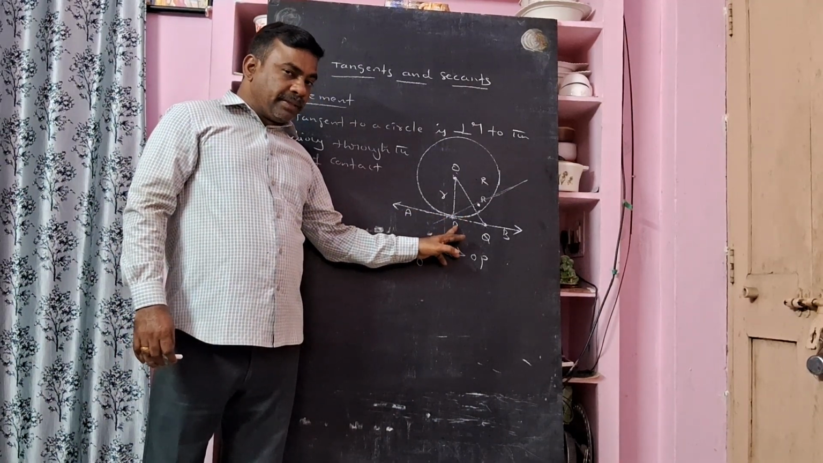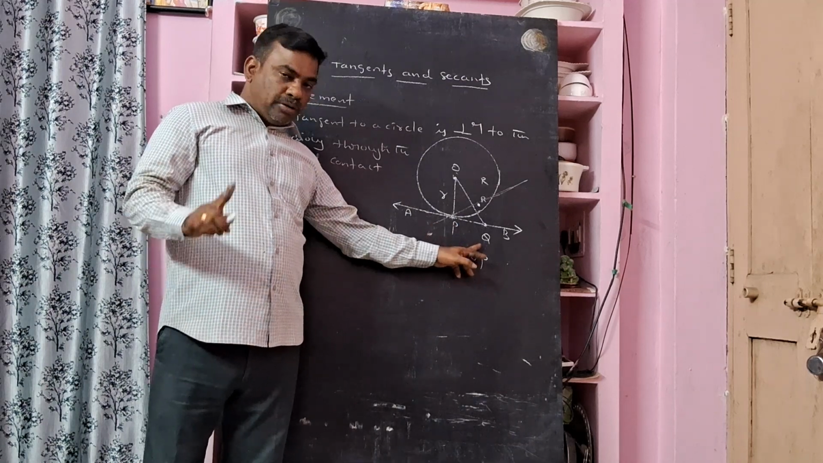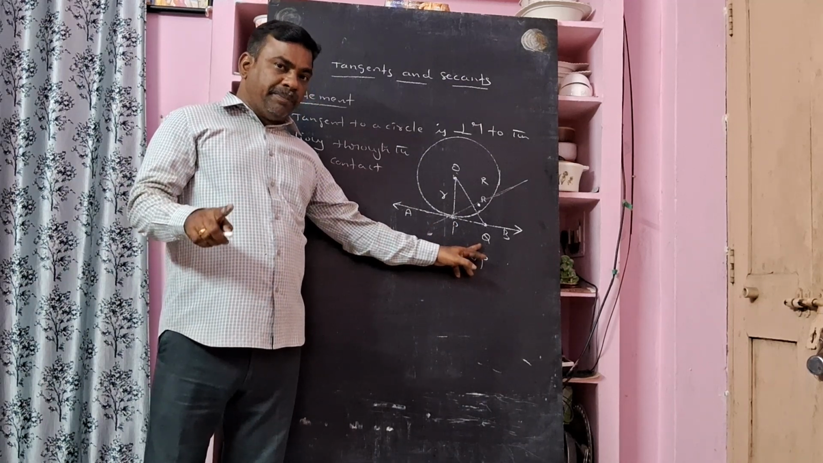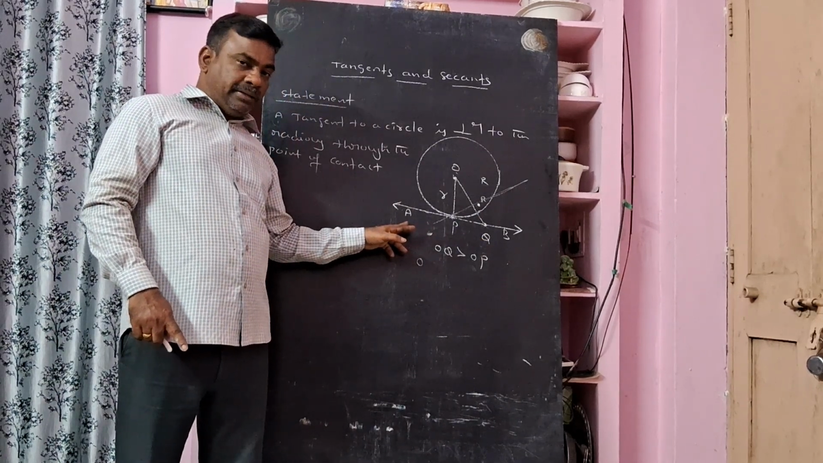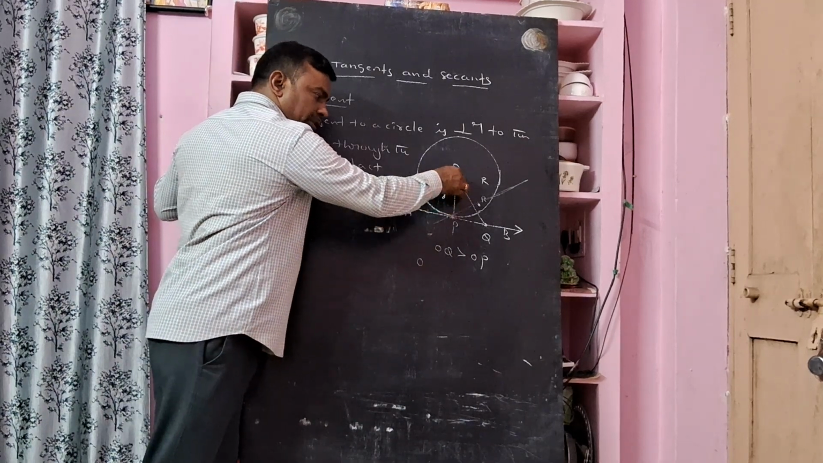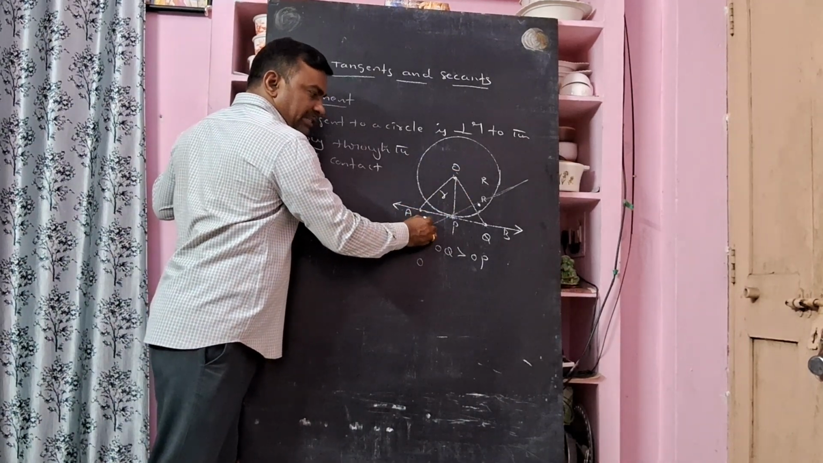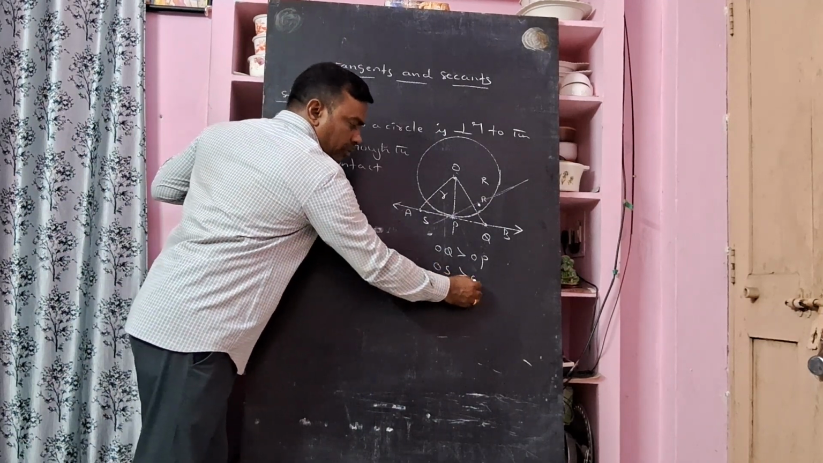Here P lies on the circle and Q is outside the circle. If you take any point on tangent AB other than P, suppose this is S, then OS is greater than OP.